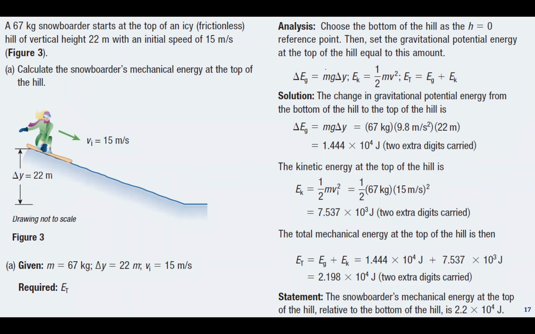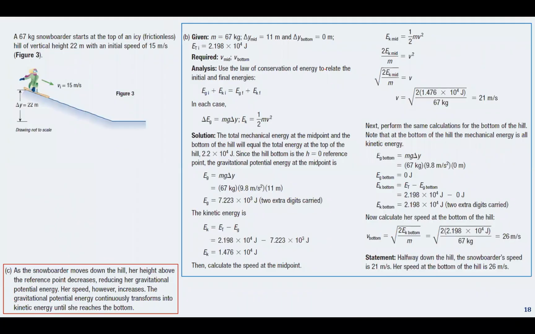Okay, next let's consider question B here. We can use the law of conservation of energy to relate the initial and final energies: EGI plus EKI equals EGF plus EKF. In each case, delta EG is mg delta y, and EK equals 1/2 mv squared. So the total mechanical energy at the midpoint and the bottom of the hill will equal the total energy at the top of the hill, which we have already got, right? Which is 2.2 times 10 raised to the power 4 joules.